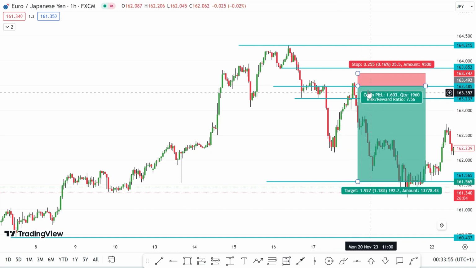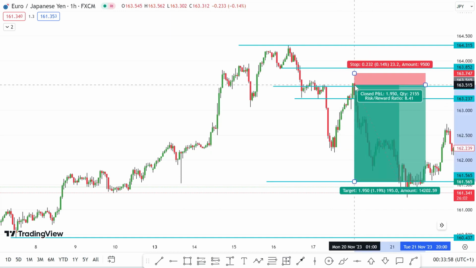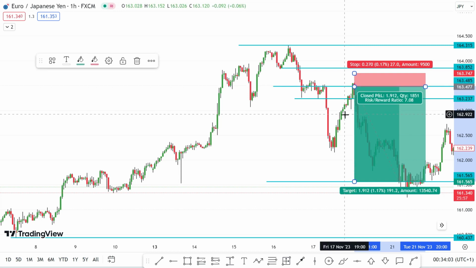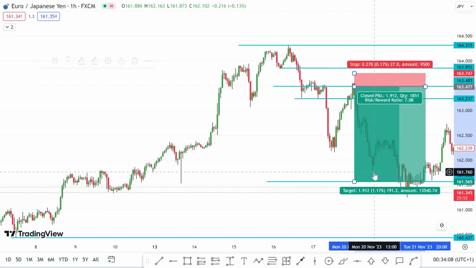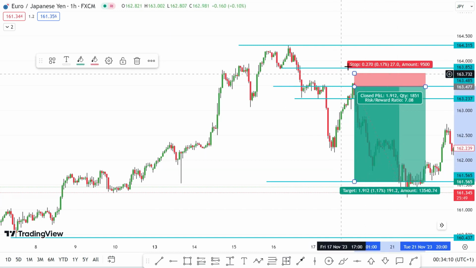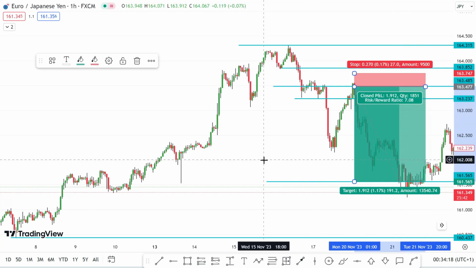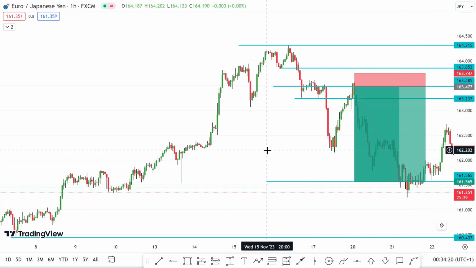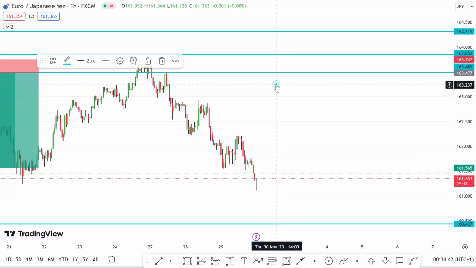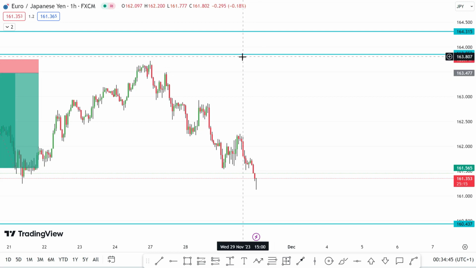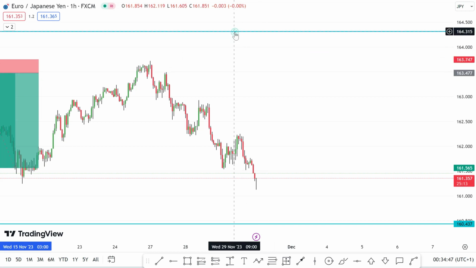Notice what happened, guys. You would have been able to bank 7%. So we were risking 27 pips in this trade and targeting 191 pips. That's 1:7 risk to reward, guys. Okay, so another scenario is this, guys. Let's take a look at this example as well.